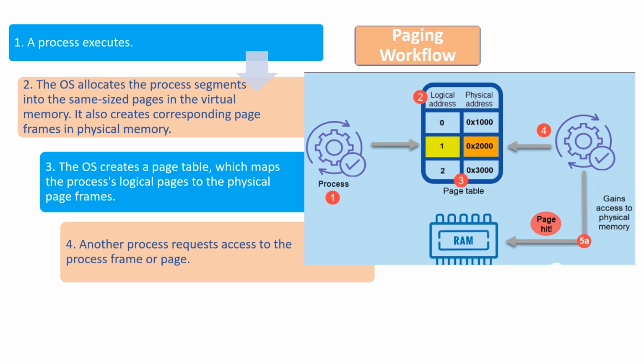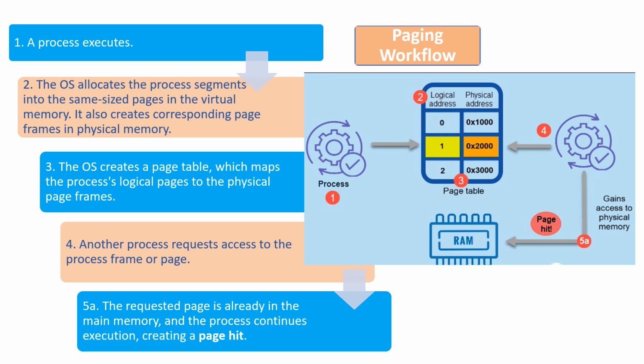And this is the third step, and another process requests access to the process frame or page. Now the requested page, if it is already in the main memory, the process continues execution, creating a page hit. So this gains access to the physical memory. So this is a page hit.